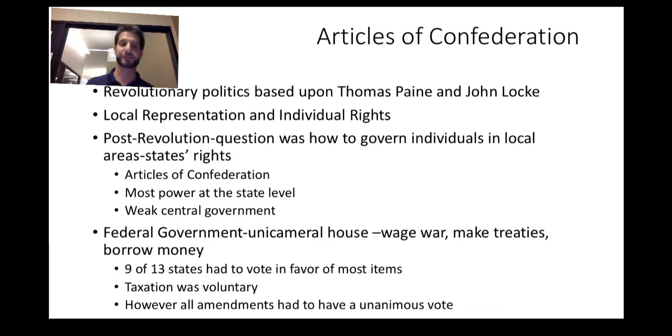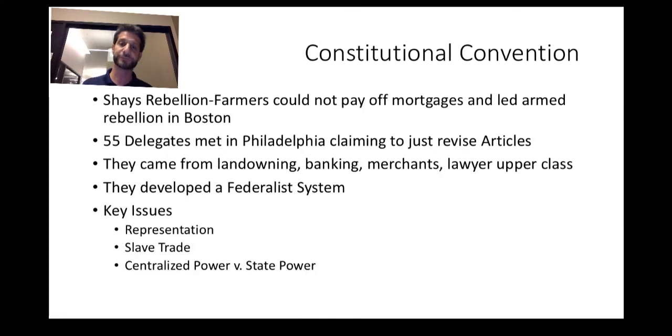There were some downsides to this. In order to get anything passed, you had to have 9 of 13 states vote in favor. It's very difficult to have that happen. Taxation was voluntary, which you can imagine is going to be difficult to collect taxes to pay off the debt. And any amendments to the Articles of Confederation had to have a unanimous vote across all the states. That's almost impossible to get. So because of that, we start to see some problems arising.